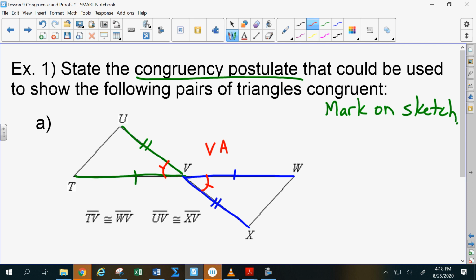Now when I look at what I have marked on my picture, I have two sets of sides and one set of angles. The angle is between those sides, so I can say SAS congruency postulate is the reason that these two triangles are congruent.